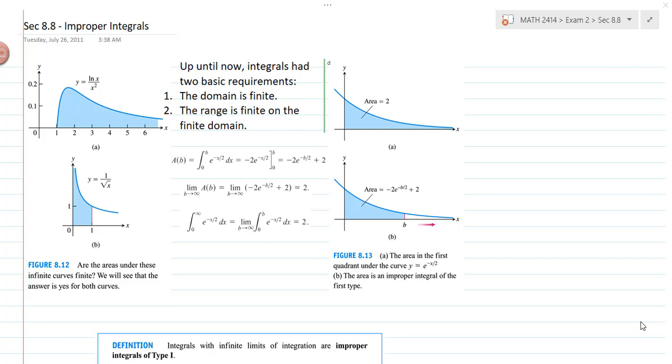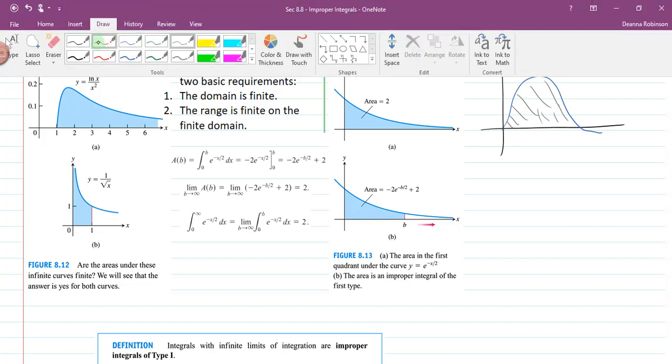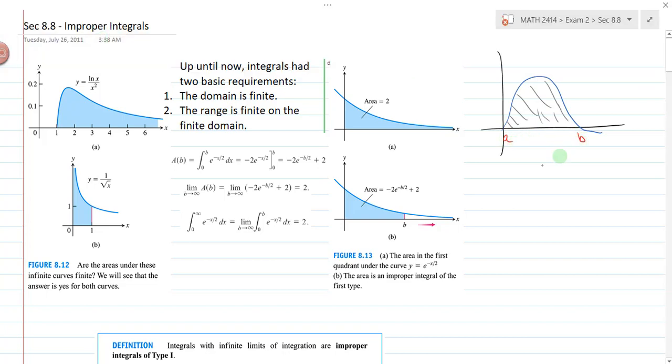Section 8.8 is improper integrals. Up until now, the integrals that we've been working with have had two basic requirements, that being that the domain is finite and the range is finite on the finite domain, meaning that we'd have something like a graph like this, where we wanted to find the area underneath the curve, and we would have finite points here from a to b, and we would say that the integral from a to b of f of x dx would give us the area under the curve.